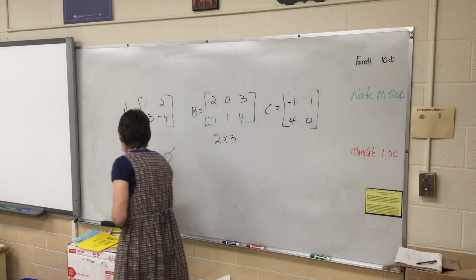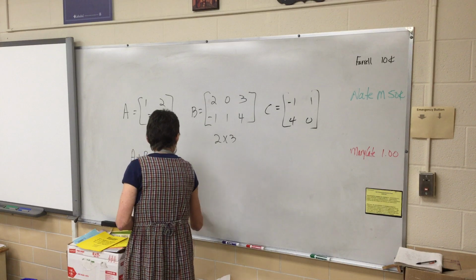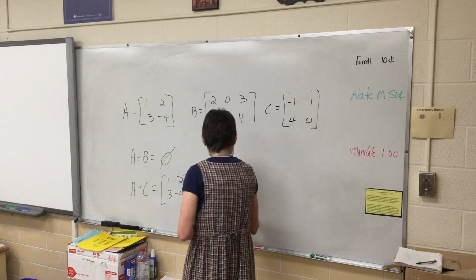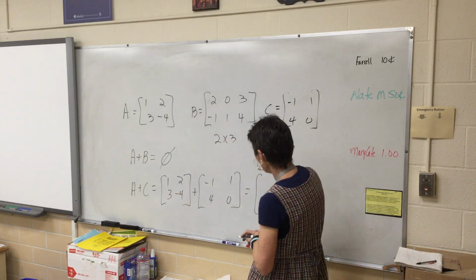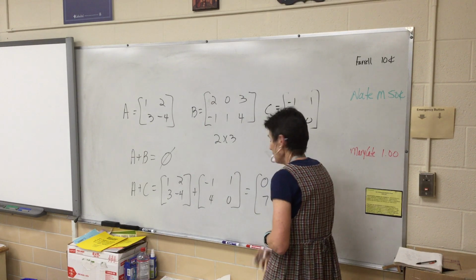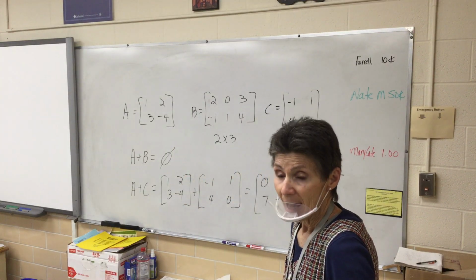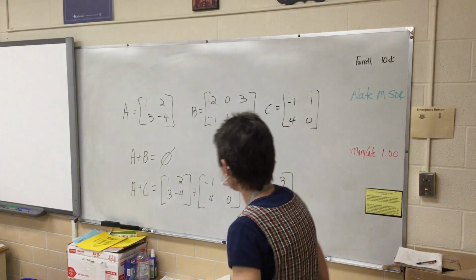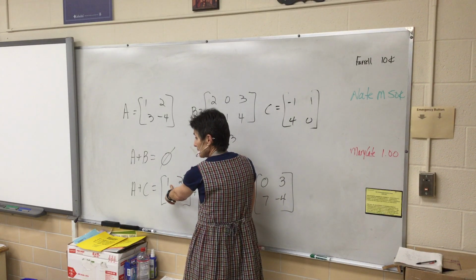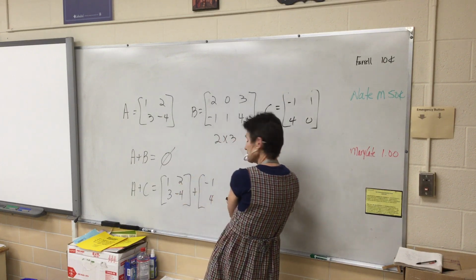What about A and C, though? Can A and C be added? Yeah. All right, so do you have an idea how we would do that? The top row is 0 and 3, Nate says, and the bottom row is 7 and -4. How is he doing that? He's exactly right. Do you see what he's doing? You add what we call corresponding entries. So add these 2 together, and that's what goes in that spot. Then you add these 2 together, and that's what goes in this spot.